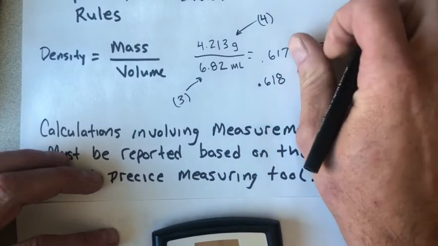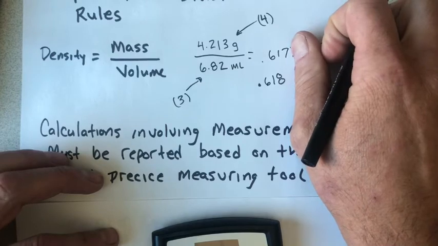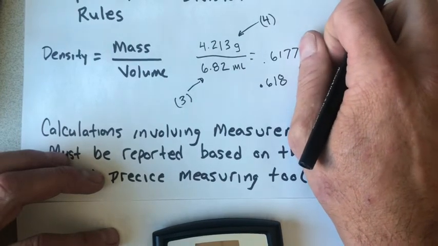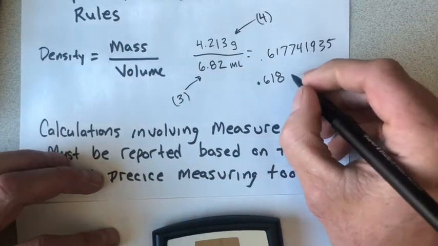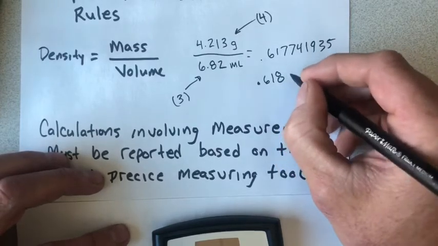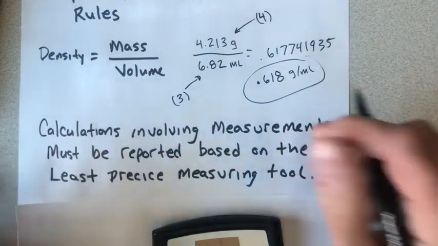0.618, right? We've isolated our 3 sig figs here, and we've seen how that next number affects the third number. That second 7 bumps that first 7 up to an 8. And that is your final answer. That is the correct answer. So we would say grams per milliliter as a unit, and that's your answer.